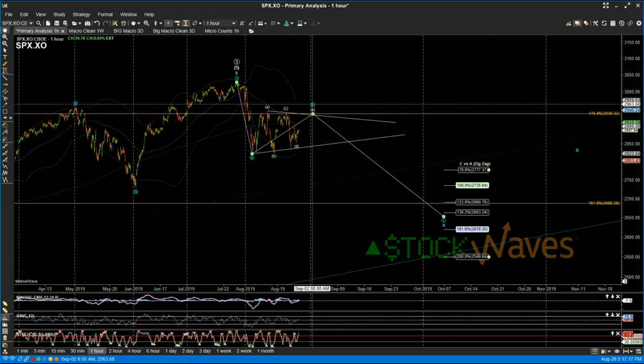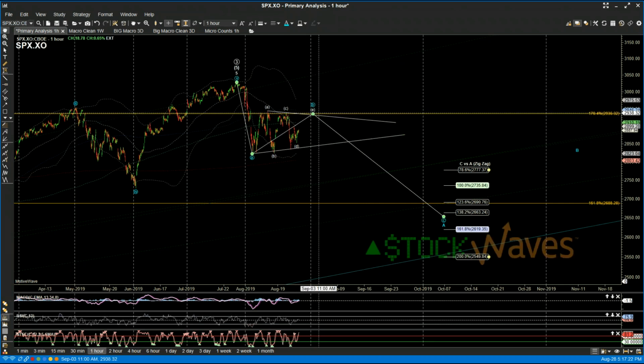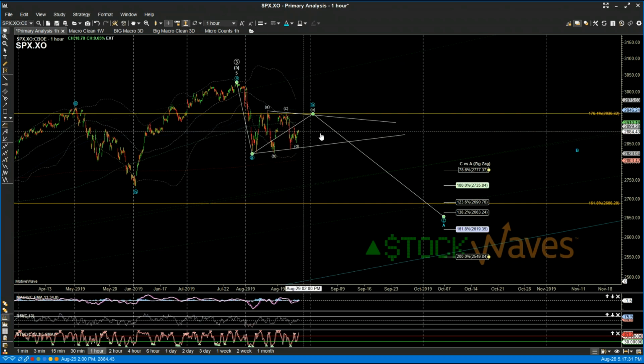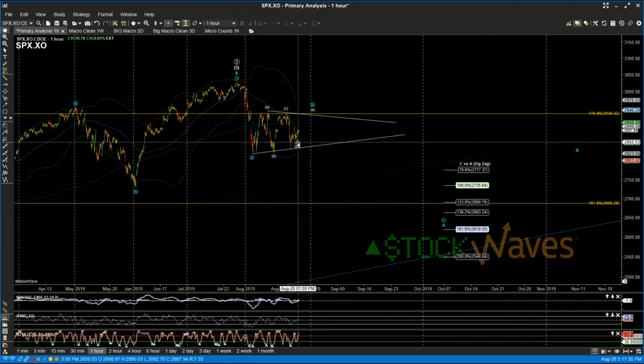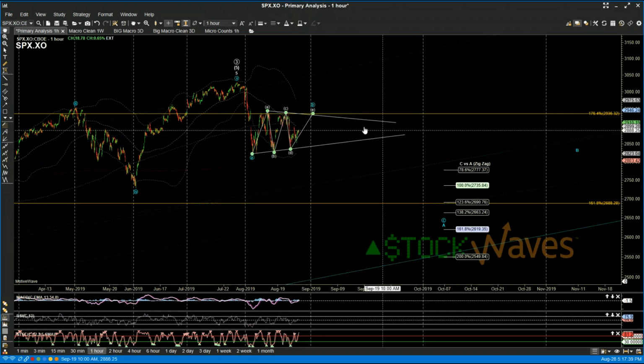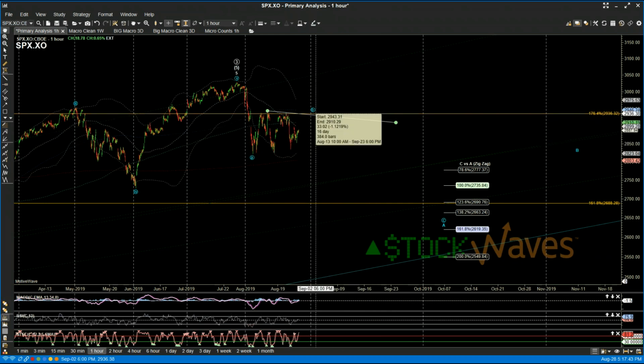So triangles are unique in that they only happen as B waves and fourth waves. You should not get a triangle in a wave 2 position. Sometimes there are other patterns that can mimic triangles, but are really just nested setups. But really, if you do have a triangle, it should adhere to some of those guidelines. So that's how I would interpret that.